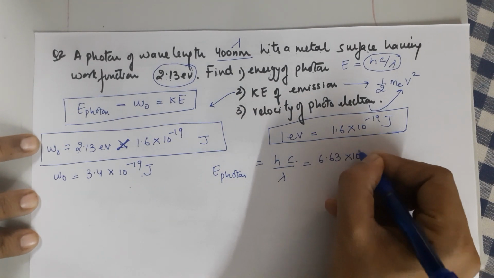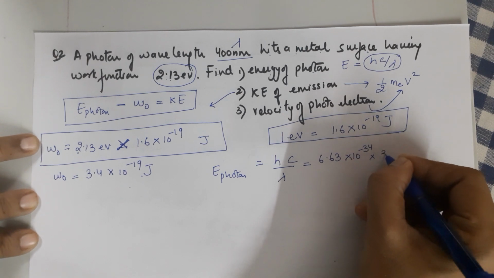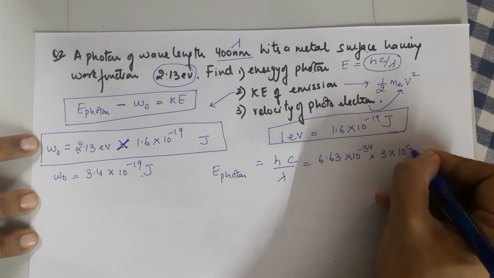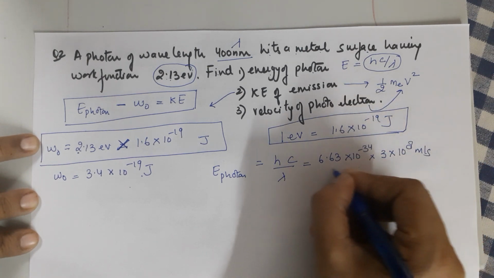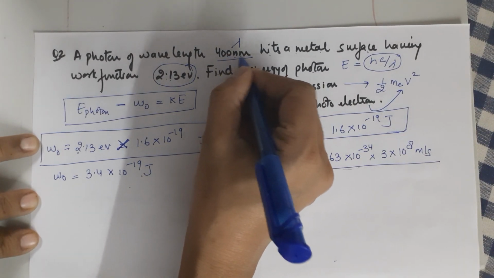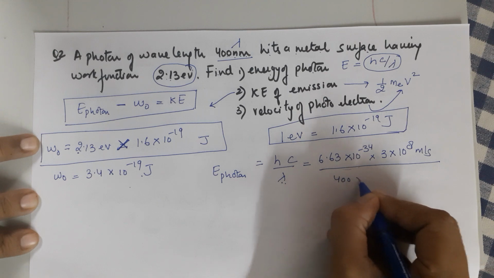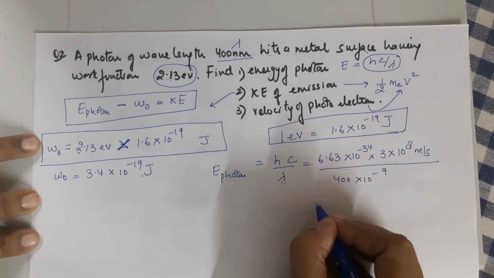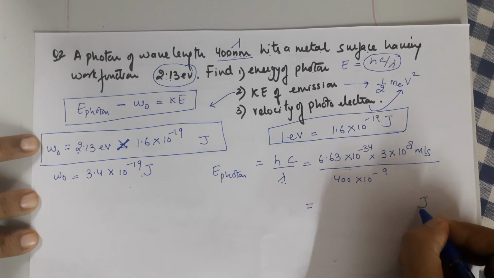6.63 into 10 to the power minus 34 into c ka value 3 into 10 to the power 8 meters per second upon the wavelength. Wavelength has to be taken in meters. This is nanometers. Nanometer is 10 to the power minus 9. So you get your answer in joules.